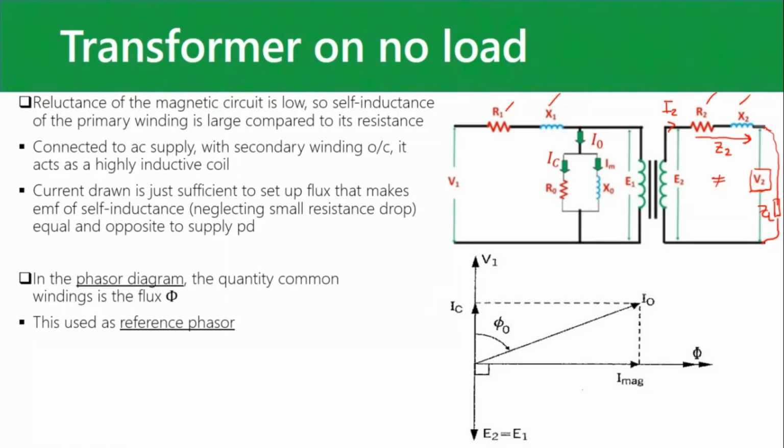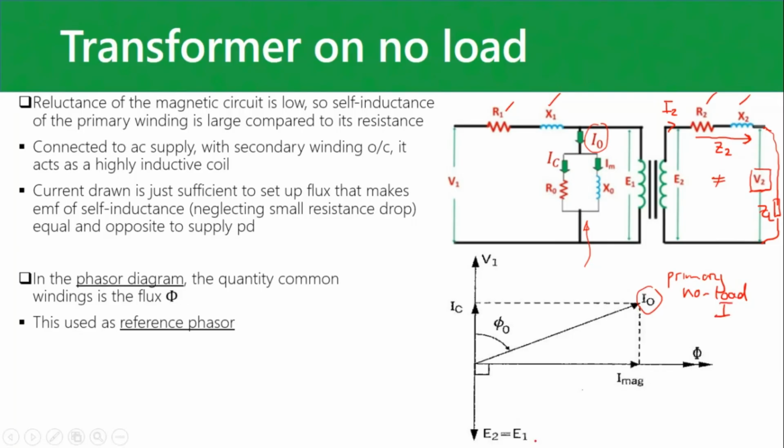Okay, so what is this parallel thing here in the middle? Remember I said I0. I0 is the primary no load current.